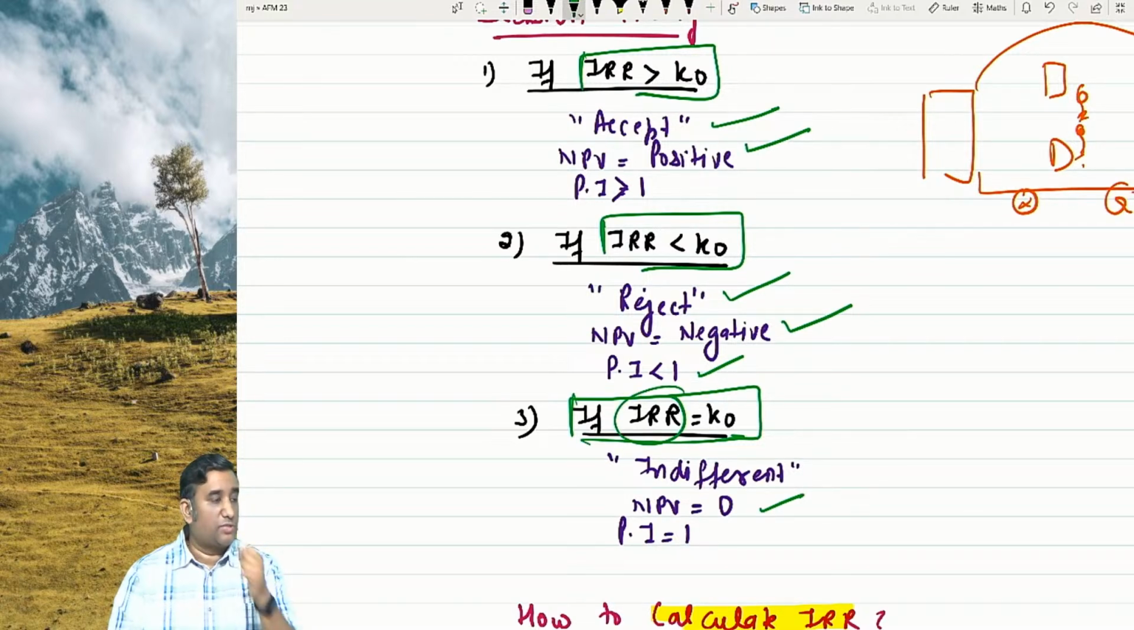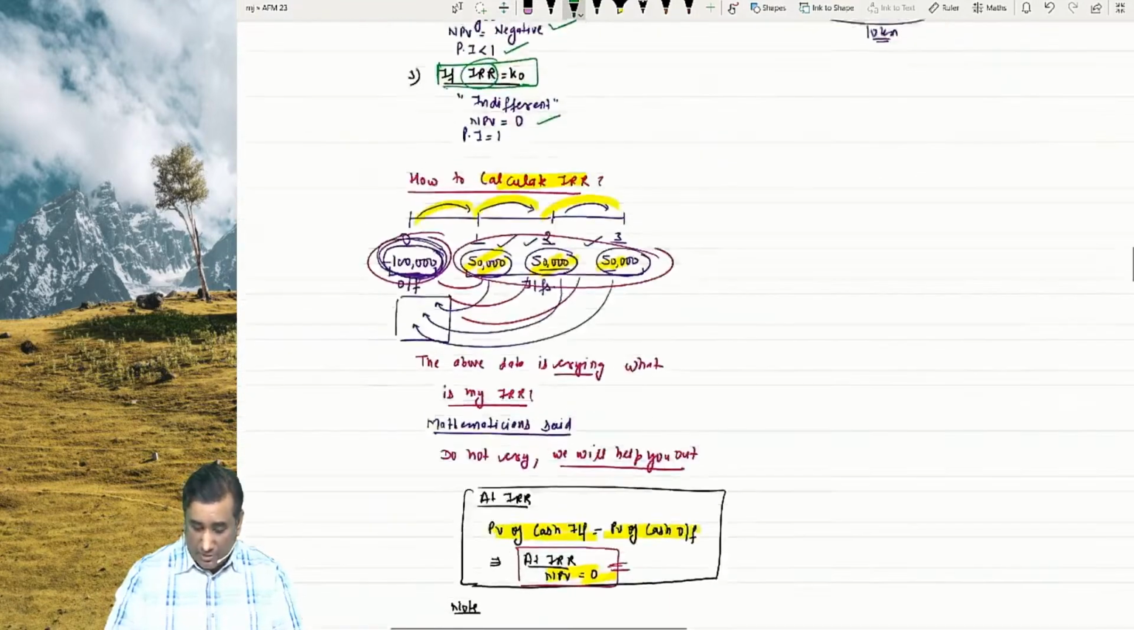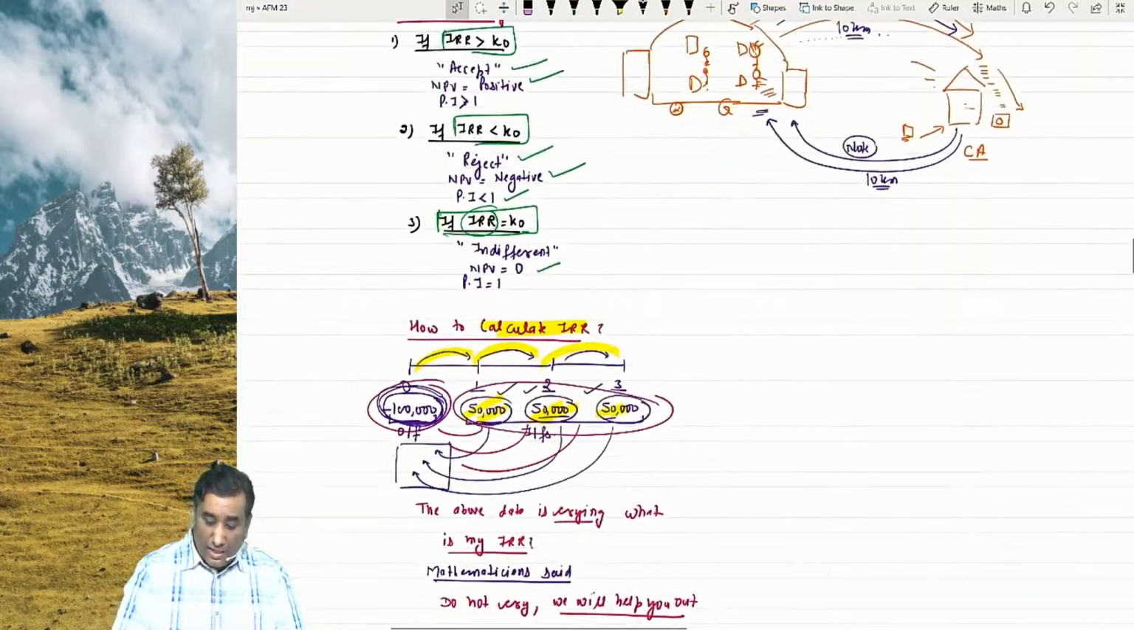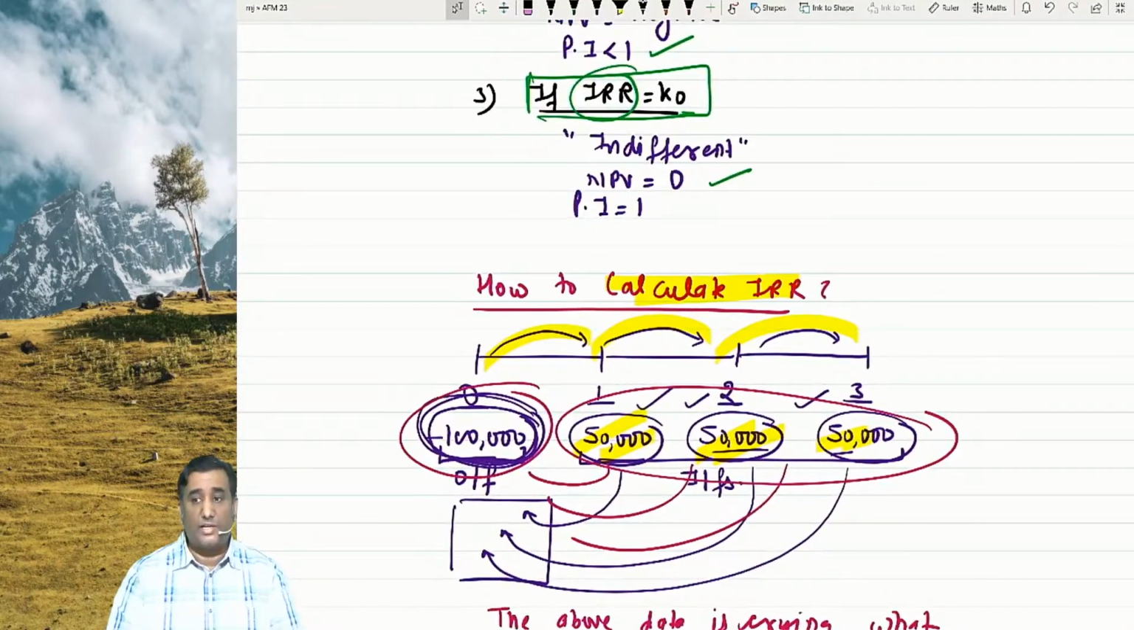The moment I use this word, IRR is that rate at which NPV becomes 0, the student starts saying that means, sir, indifferent project. It is not indifferent. IRR can only be calculated... for example, I might have taken some data points here. Yes, I have taken data points. IRR is that rate at which NPV will become 0. It does not mean that project is indifferent.